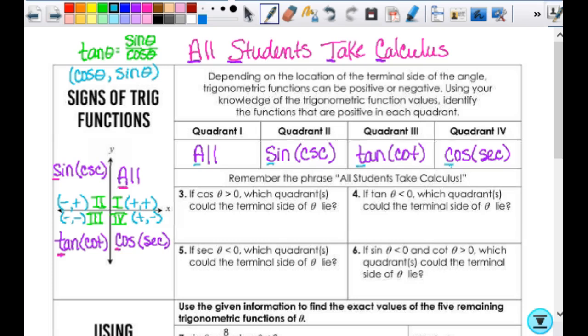There you go. So if cosine of theta is greater than 0, so if cosine is positive is what it's telling me, so I'm looking for cosine of theta being positive, which quadrant or quadrants would the terminal side of theta lie in? All right, so cosine of theta is positive in quadrant 1, because everything's positive in quadrant 1, and then it's also positive in the 4th quadrant here.